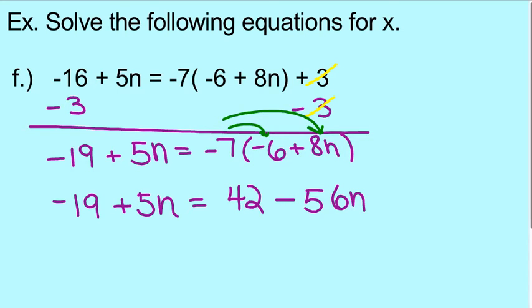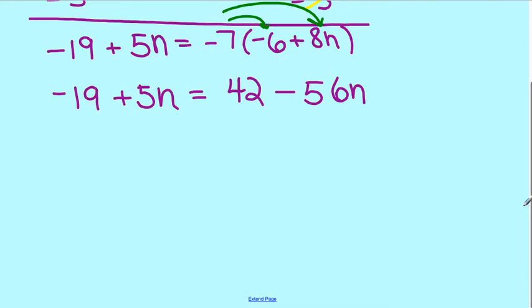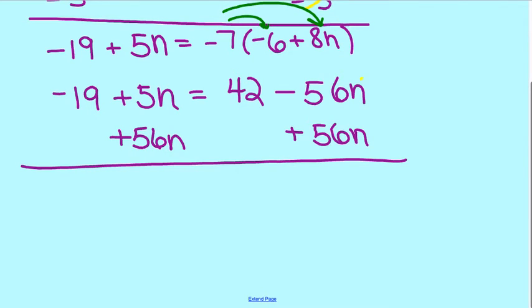All right. Go ahead and scroll down here. Now we're going to get our variables together, so I'm going to add 56n to both sides. The negative and the positive 56n will cancel out. Negative 19 stays as it is. 5n plus 56n is 61n equals 42.